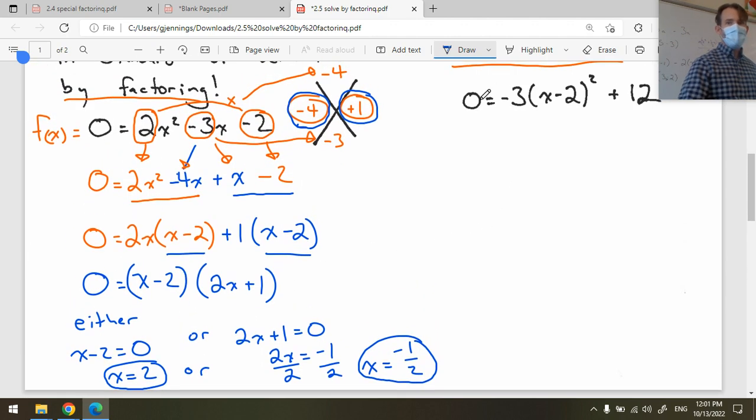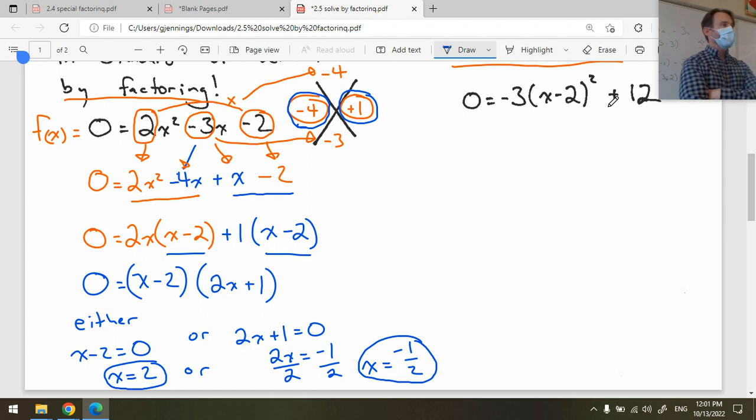And it's this example up here. 0 is equal to negative 3 times (x minus 2) squared plus 12. What kind of form is that in? What kind of quadratic is that? Negative 3 times (x minus 2) squared plus 12. Is that standard, vertex, or factored form? This is a vertex form parabola.